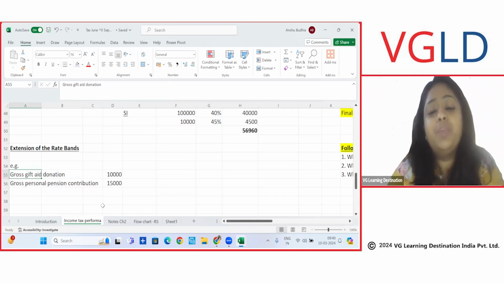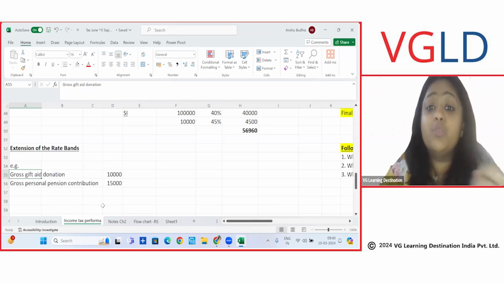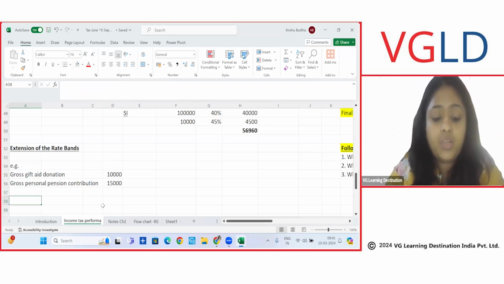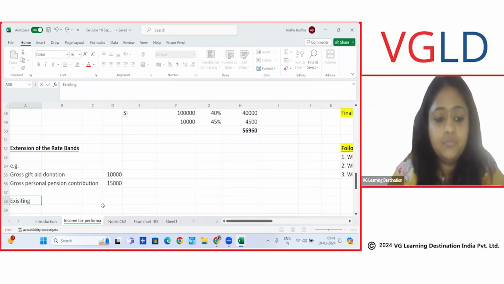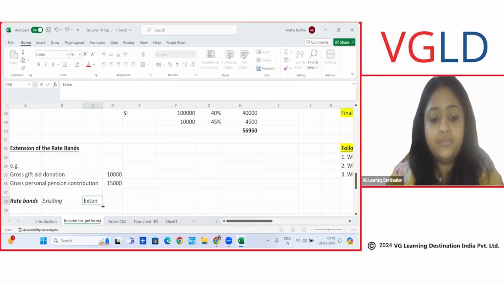So what happened in tapering of PA? Actually, we reduced PA, right? So thereby you will say we have increased our tax liability because when PA got reduced, liability got increased in a way. Now, extension of rate bands helps you to reduce your tax liability. How? Please see. Extension of the rate band means what is your existing. So in this example, I am taking the rate bands existing and now revised, or I'll say extended.